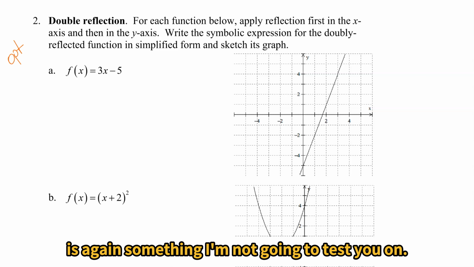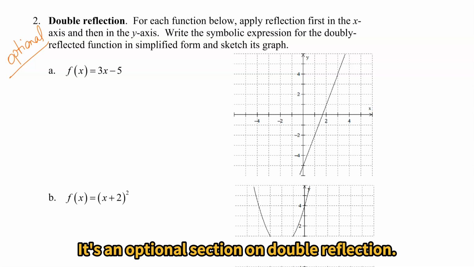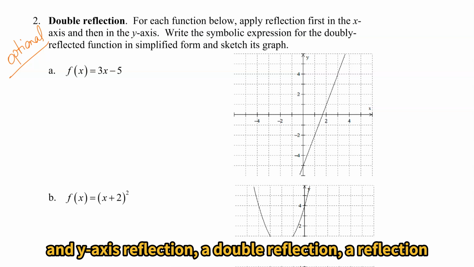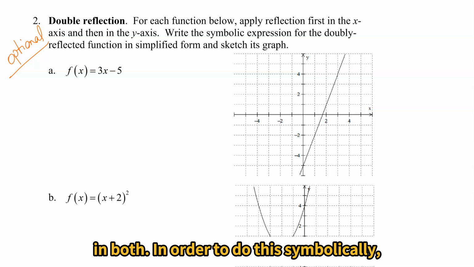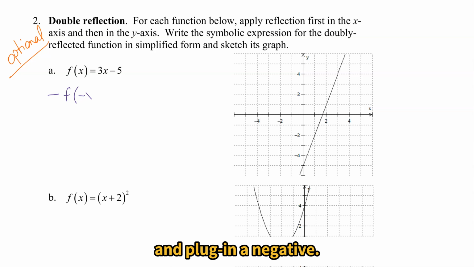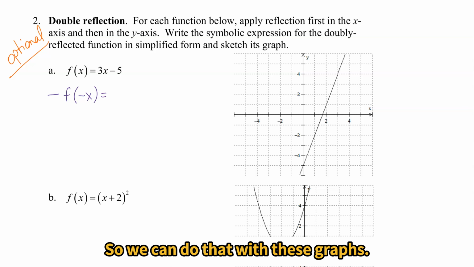And then the last part of our lesson is, again, something I'm not going to test you on. That's an optional section on double reflection. This time we're going to look at x-axis and y-axis reflection, a double reflection, reflection in both. In order to do this symbolically, we're going to negate the whole function and plug in a negative. We do both of them. So we can do that for these graphs.